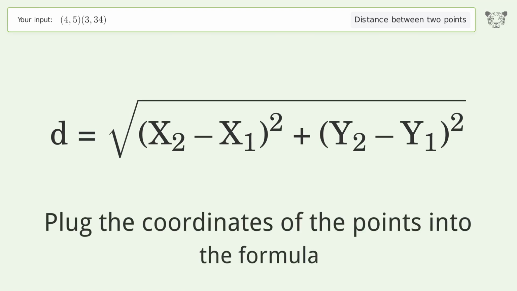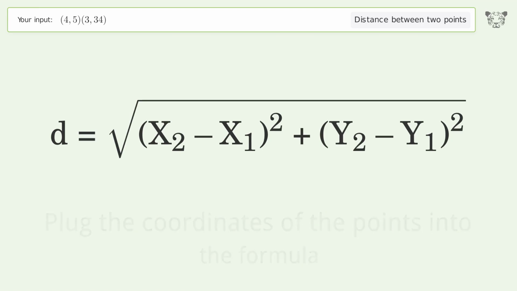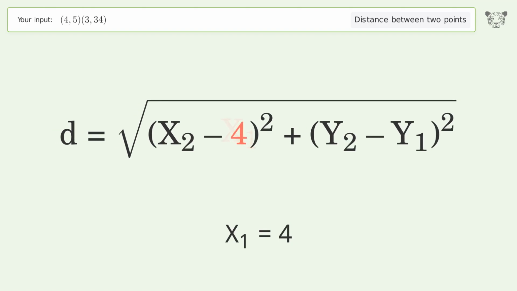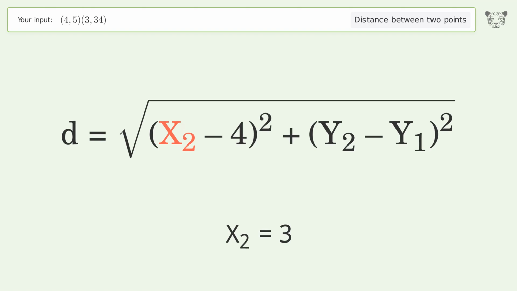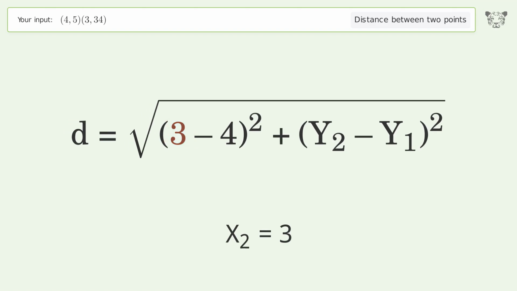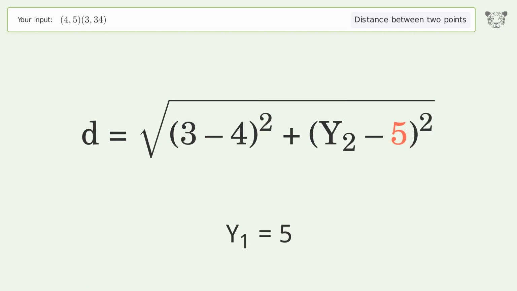Plug the coordinates of the points into the formula. x1 equals 4. x2 equals 3. y1 equals 5. y2 equals 34.